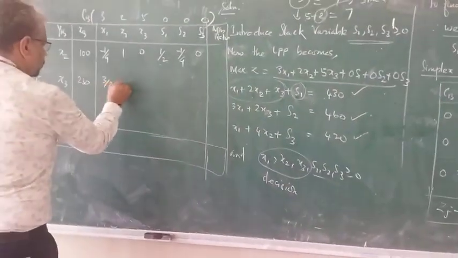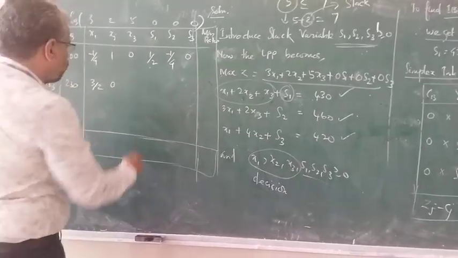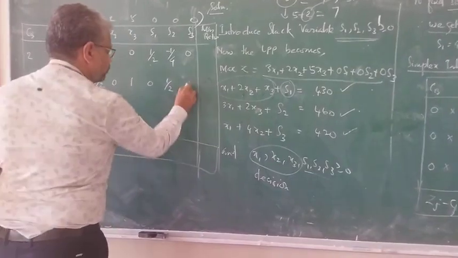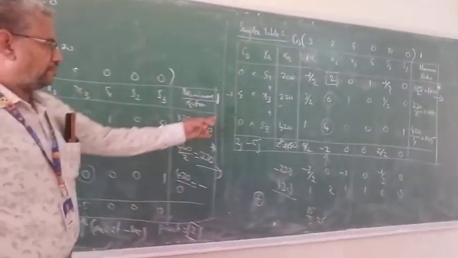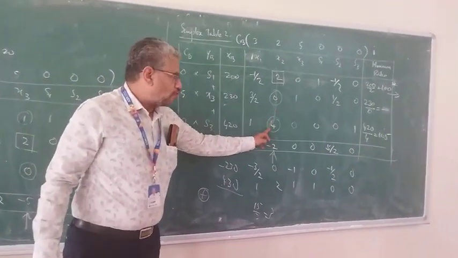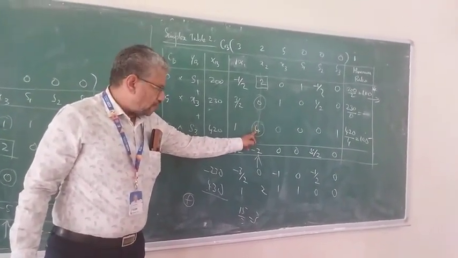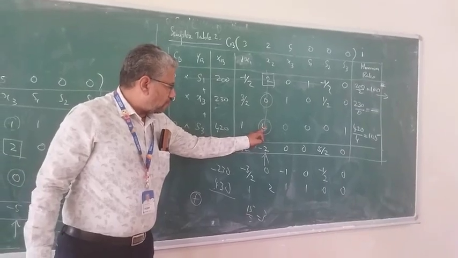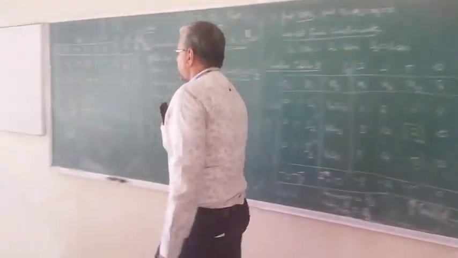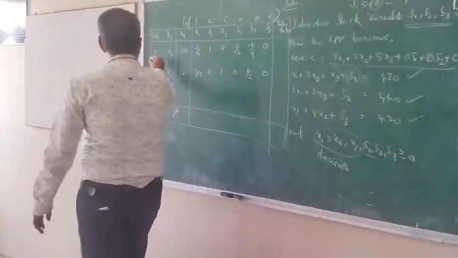3 by 2, 0, 1, 0, 1 by 2, 0. Now I am going to convert the 4 into 0. So I already told you, take the opposite number of 4. What is the opposite number of 4? Minus 4. Multiply with the pivot element row.